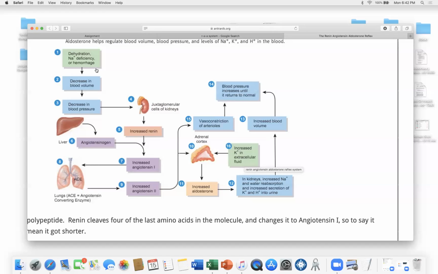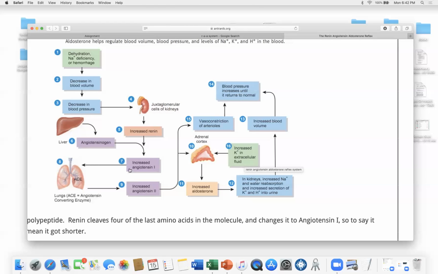So you could see now what kind of questions could come out on exams. They could ask you, what is the function of RAA, or the renin angiotensin aldosterone system? We already know the endpoint. I want to increase my blood pressure. How does it do it? Well, there's two ways. Blood volume, which is here, and vasoconstriction of arterioles.